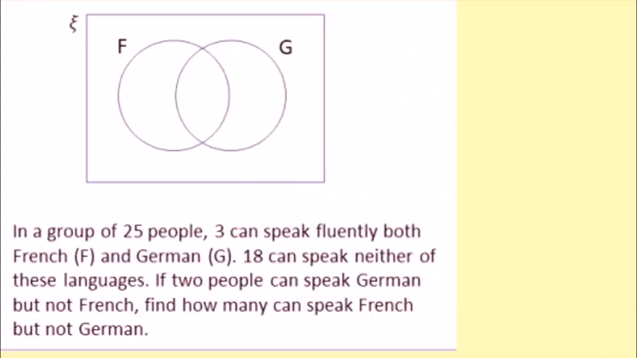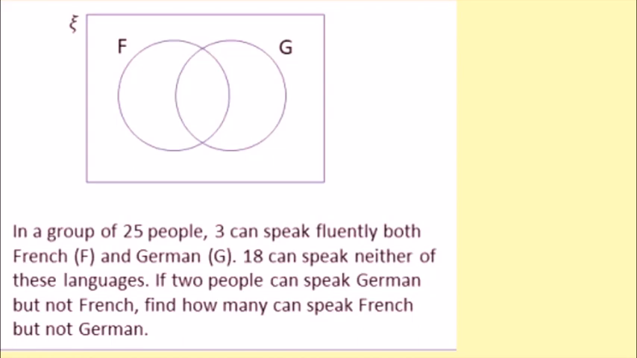Okay, this is a level 2 type question now. So you've got a paragraph of information, and you need to decipher that information and place it into the Venn diagram. So the information given is in a group of 25 people, that means the total has to be 25. 3 can speak fluently both French and German.